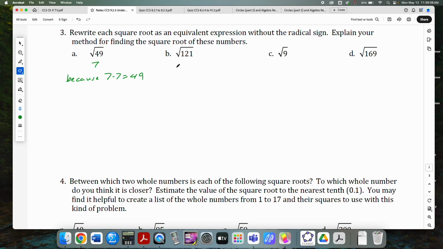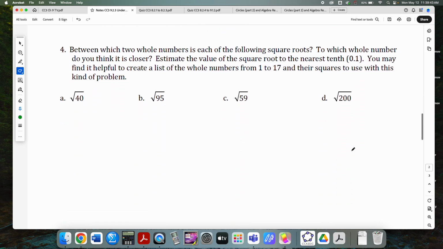All right, square root of 121 is 11, because 11 times 11 is 121. Square root of 9 is 3, because 3 times 3 is 9. Square root of 169 is 13, because 13 times 13 is 169. All right, let's move on.